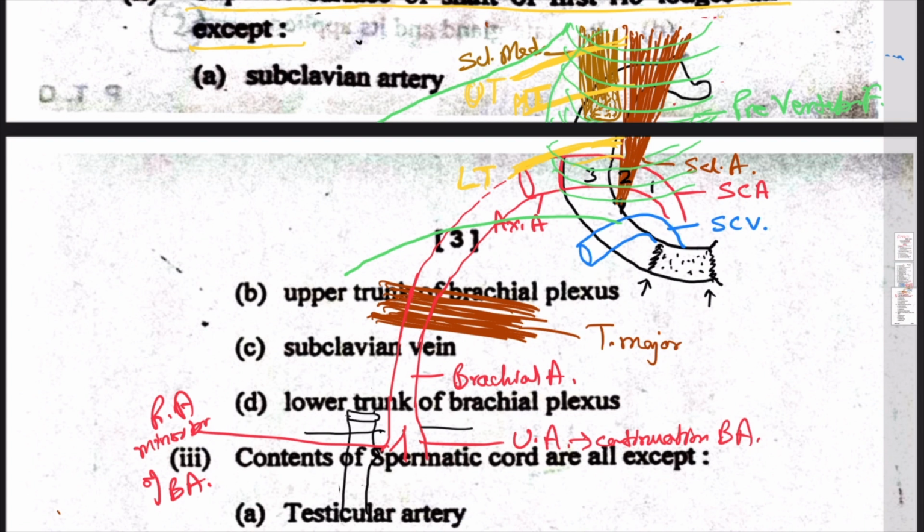Now this is a continuation of prevertebral fascia along the brachial plexus and the axillary artery. And what is this called? Axillary sheath. So remember, axillary sheath is the continuation of prevertebral fascia. It is also called the cervico-axillary canal, formed by the axillary sheath.